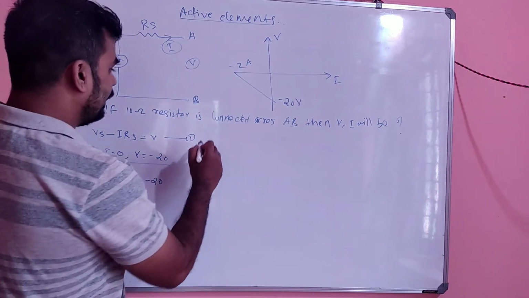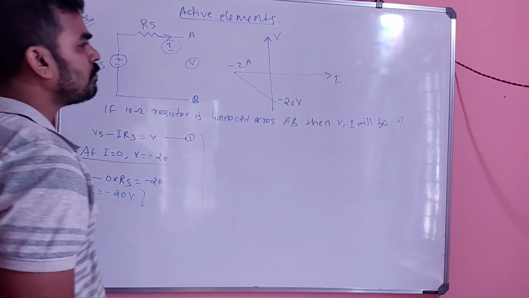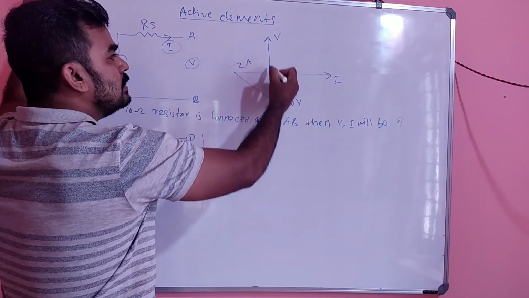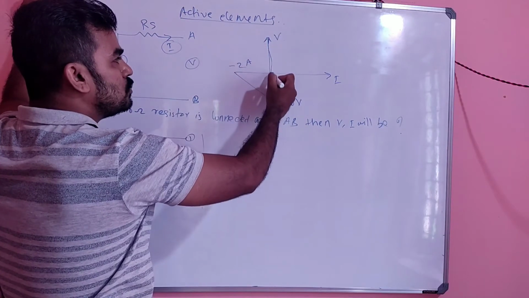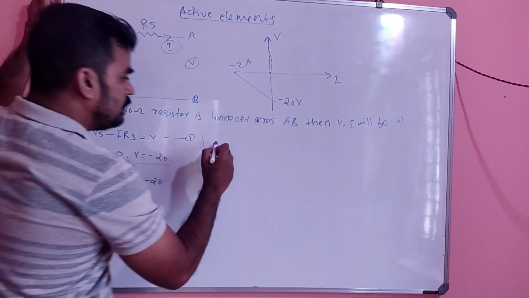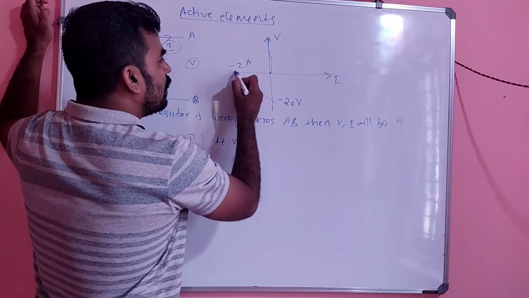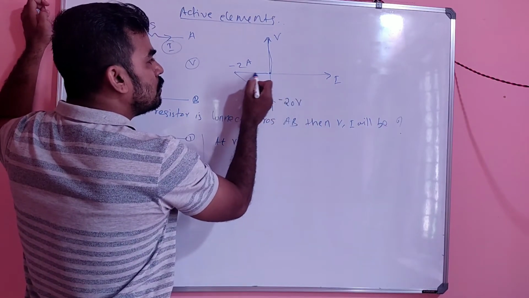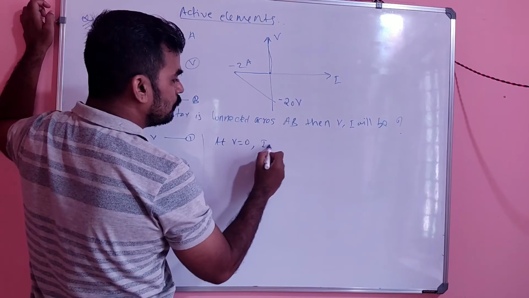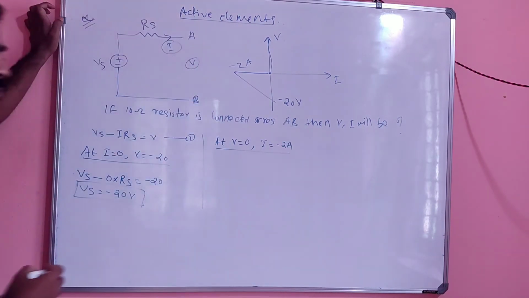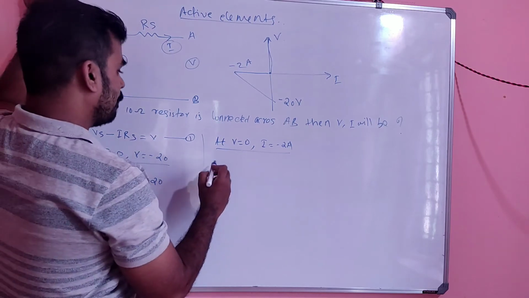And again another condition, at V equal to 0. At V equal to 0 means this is the condition, where the axis goes to 0. At V equal to 0, I will be minus 2 ampere.